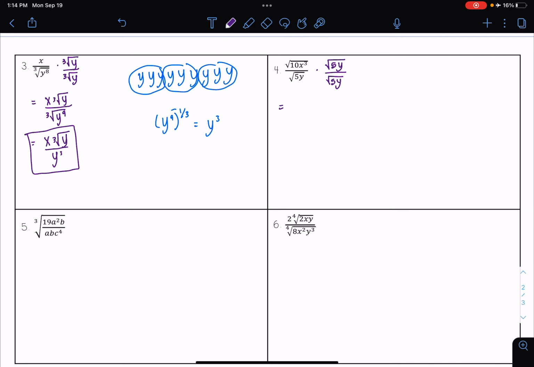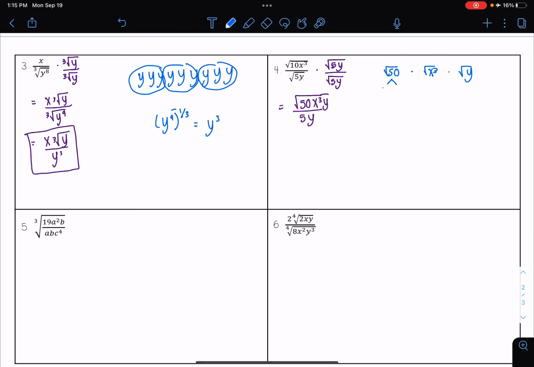So when I do that, square root of 5y times square root of 5y, I get 5y. And then on top, I get 10 times 5 is 50, x cubed y. But now I'm not quite done. I see in this top, I have some perfect squares that I can take away from that. And so I can break this apart into the square root of 50, the square root of x cubed, and the square root of y. So I know square root of y, I can't simplify that further.